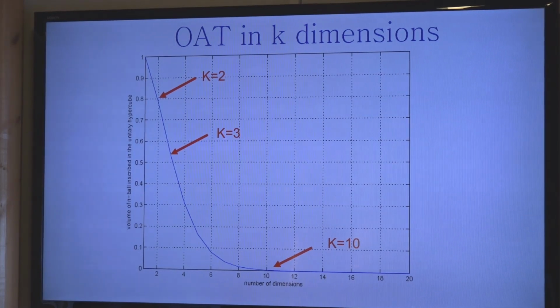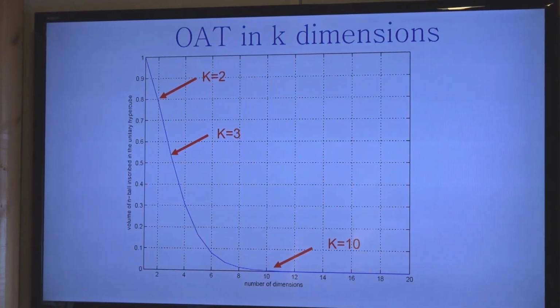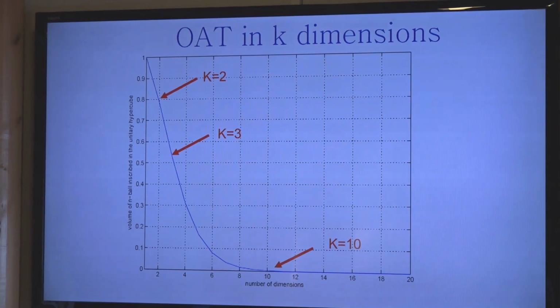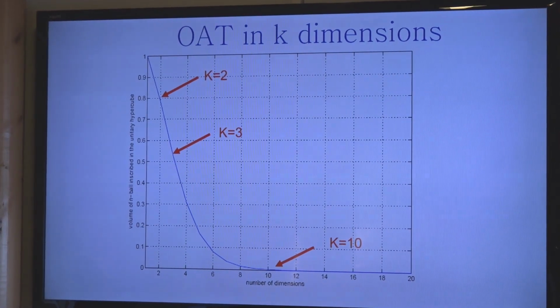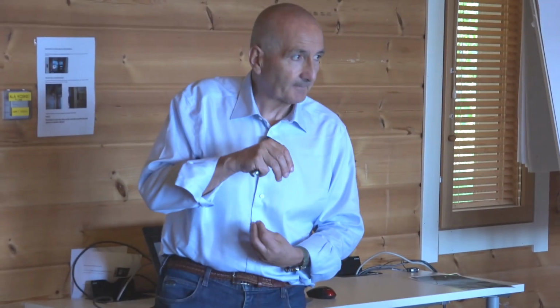So really, when you are in 10 dimensions and you do OAT, you are not doing anything. You are practically not moving. But this is due to the geometry, no? Because a cube in k dimensions, all the volume is sucked up into the corners.